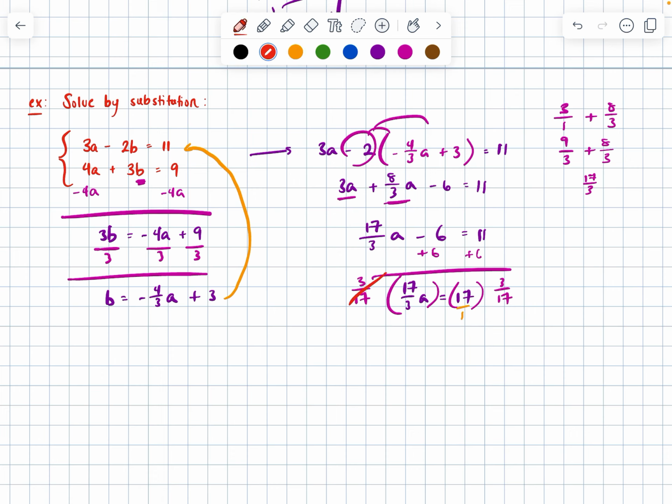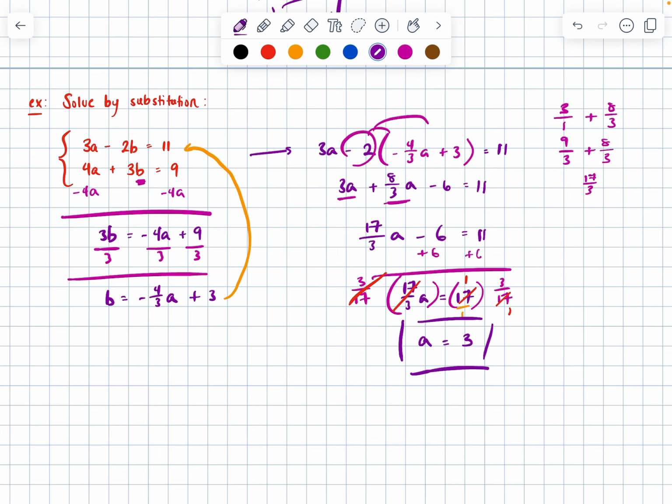So I have 17 over 1 times 3 over 17. Of course, on the left side, these undo each other. 17 on top, 17 on bottom. These also cancel out. That leaves me with 1 over 1. I have 1 over 1 times 3 over 1, which is 1 over 3. That's just 3. And I'm left with a on the left. Would you look at that?